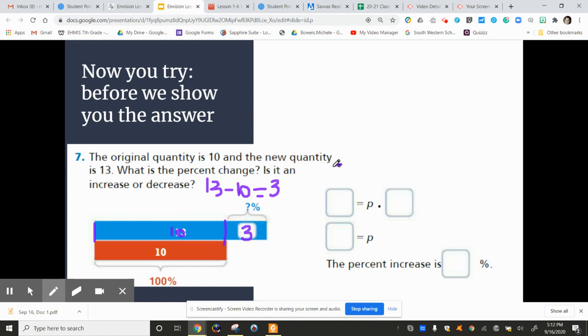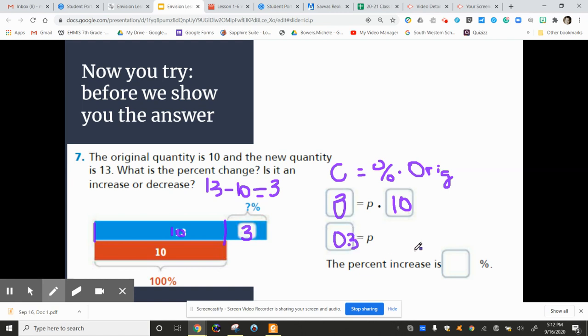Remember, this is where the change goes. The change equals the percent times the original amount. So the change is 3. The percent we don't know. What was the original? The original was 10. To solve this equation, you would divide, because you're going to do the opposite. So you divide both sides by 10, and then you get a decimal of 3/10.